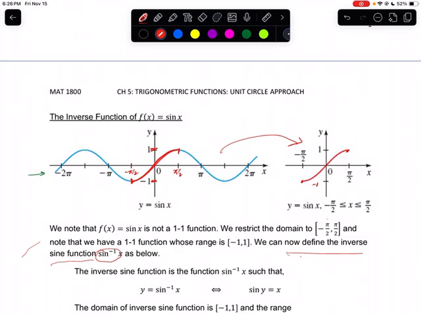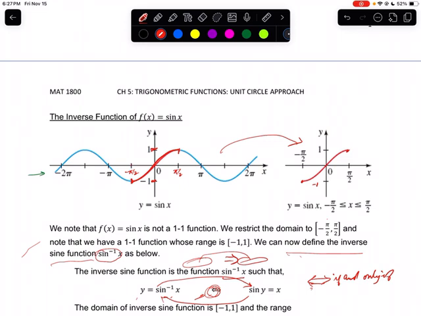Okay, so we define the inverse sine function such that y equals sine inverse x if and only if... So this symbol, this double arrow, means if and only if, which means it goes both ways. When we have just a single arrow, it means that whatever is written here implies that. But in this case, we have this symbol, so this gives us this and that gives us this.